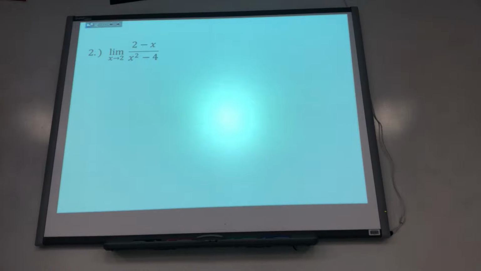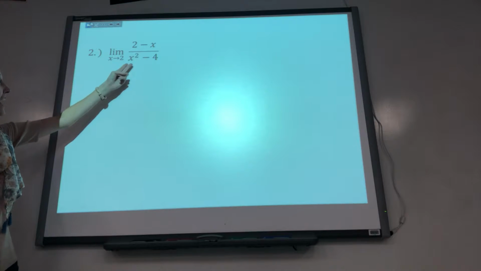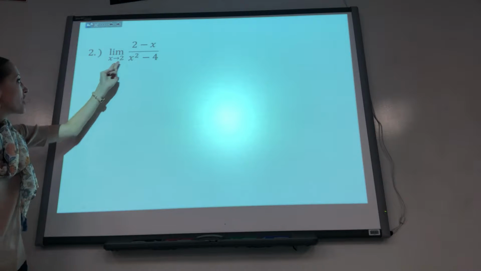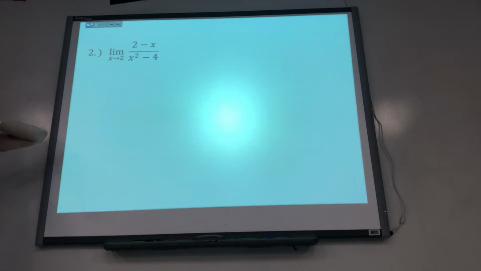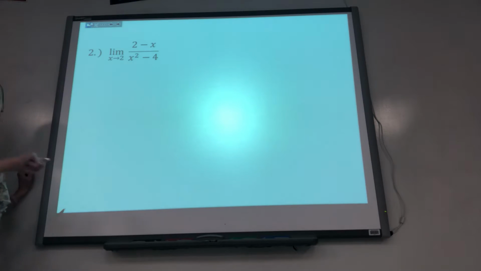All right, we can't forget about our other methods. First thing you should always try is plug in that value for x. It's not going to work. You're going to get 0 on top, 0 on bottom. So direct substitution's not working right now. The next thing you should look for is factoring, because that's a lot easier than going through what we just did on the last problem.